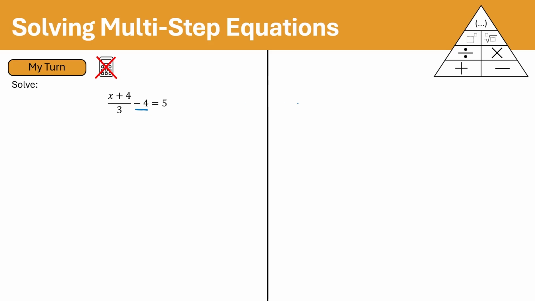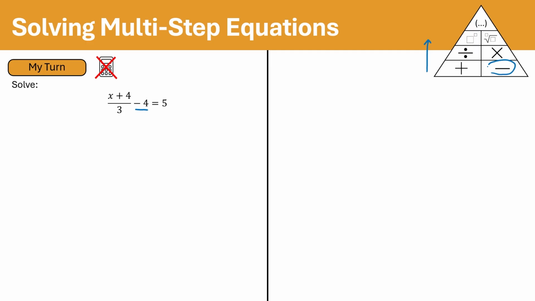And I want to undo this subtracting by 4 first. In previous lessons, we've talked about this idea that when we're solving equations, we want to undo in the reverse order that we would normally do when we're calculating. So this is our order of operations pyramid. We got brackets, powers and roots, division, multiplication, addition, and subtraction. And I want to work my way back up through this when I'm solving equations.